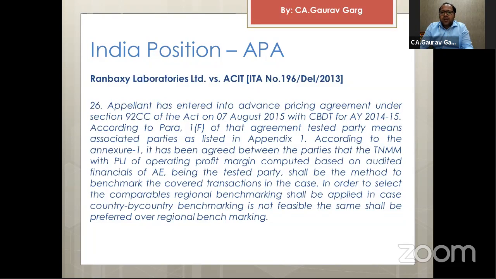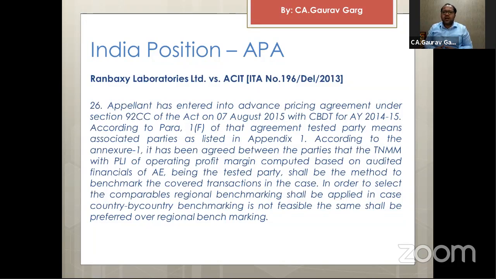According to the Annexure 1, it has been agreed between the parties that TNMM with PLI of operating profit margin computed based on audited financials of AE being the tested party shall be the method to benchmark the covered transaction in the case. In order to select the comparables, regional benchmarking shall be applied in case country by country benchmarking is not feasible. The same shall be preferred over regional benchmarking. So very clearly, when India is entering into APA, that is Advance Pricing Agreement, Indian tax authorities are taking foreign company as a tested party.